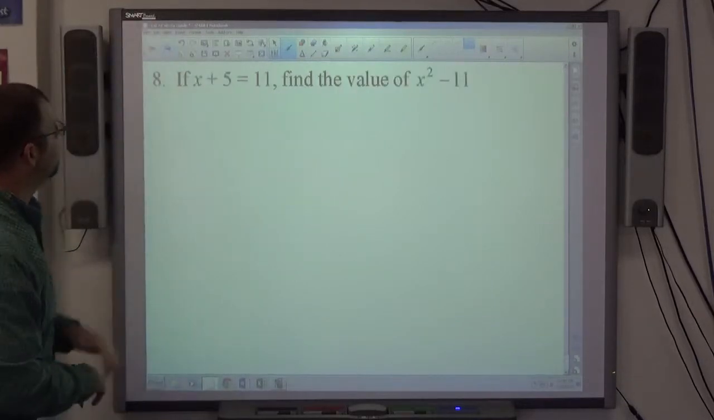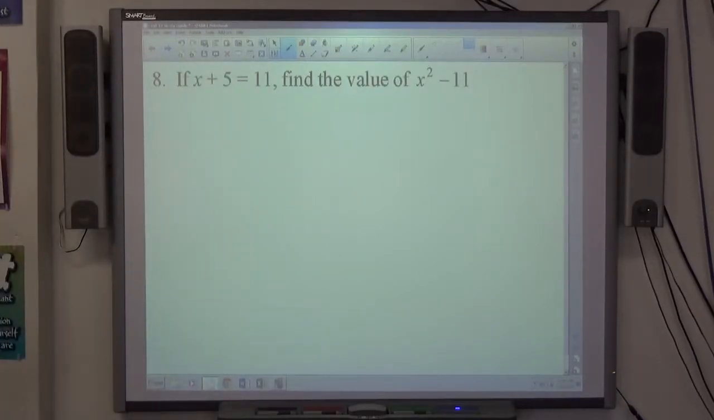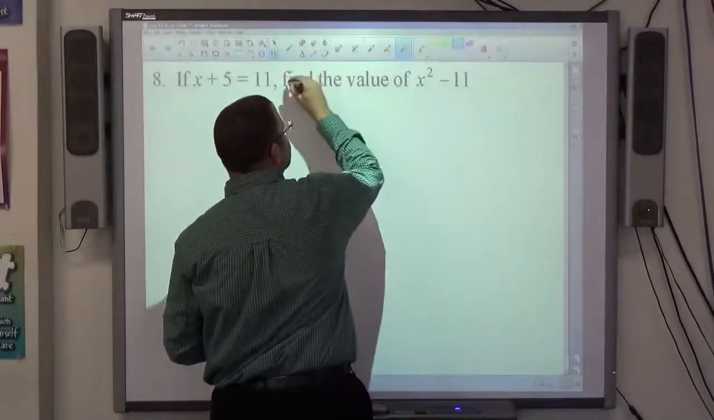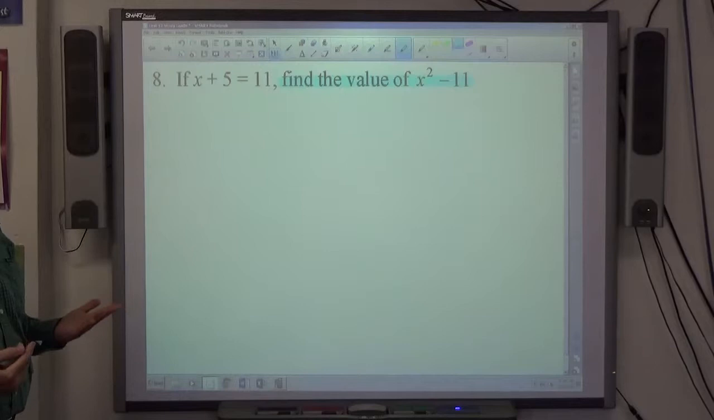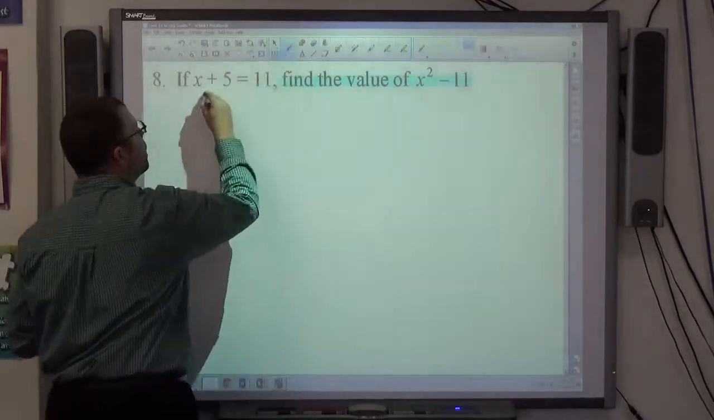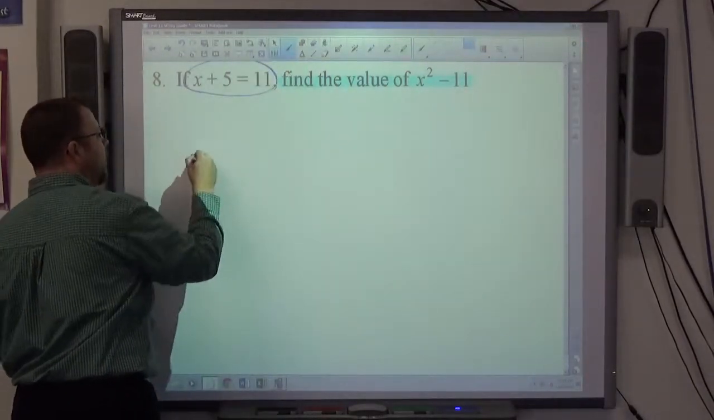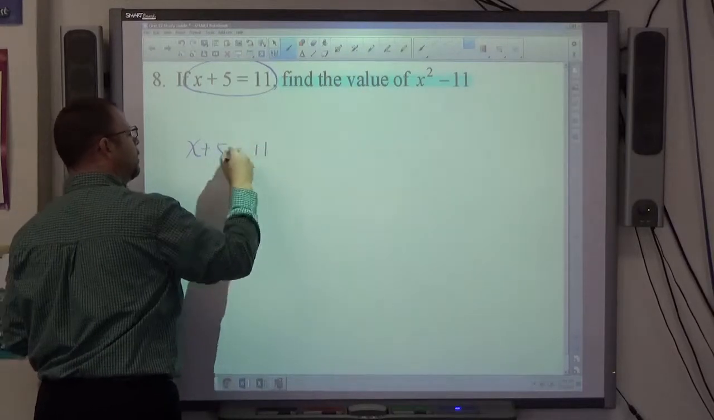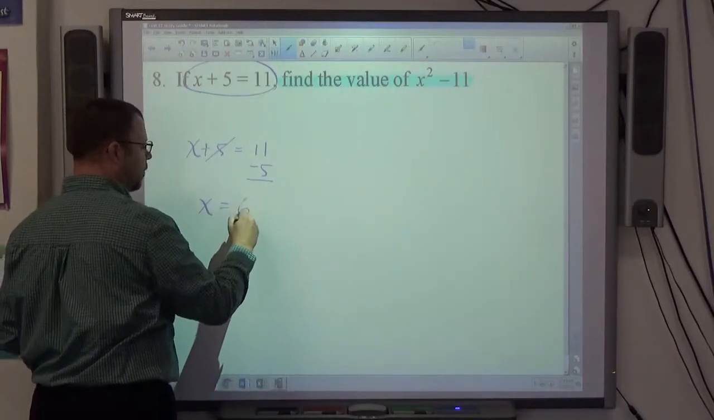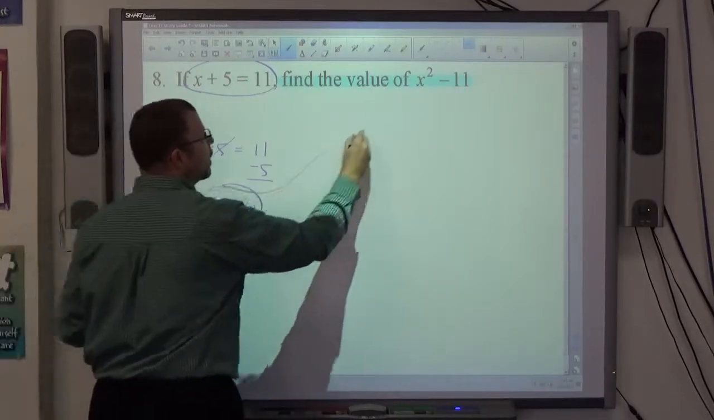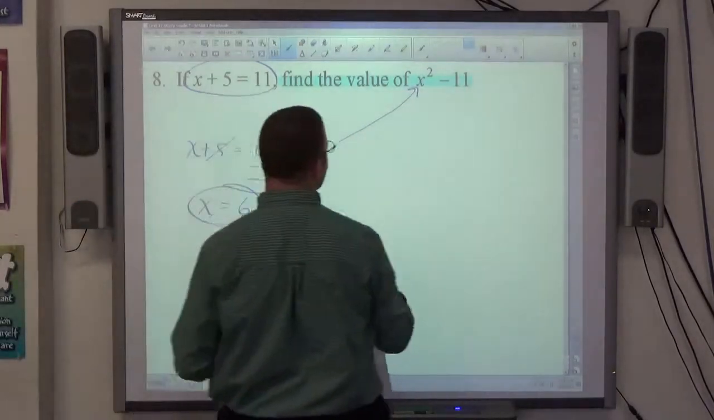So, number 8, x plus 5 equals 11, find the value of x squared minus 11. I need to know what x equals to do that. Over here I have an equation that tells me how to find x. X plus 5 equals 11. Move the 5 to the other side and change the sign. I'm going to get x equals 6. Once I know x equals 6, I'm going to go right there and change x to 6.